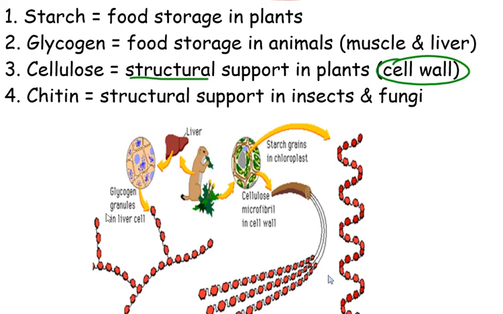And finally, chitin, structural support in insects and fungi. This is going to be in the exoskeletons. Kind of, once again, a structural component. So we have two that are involved with energy, and we have two that are involved in structure.